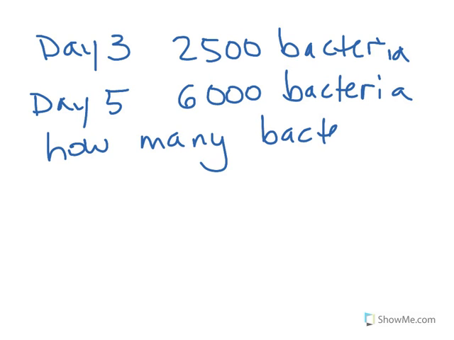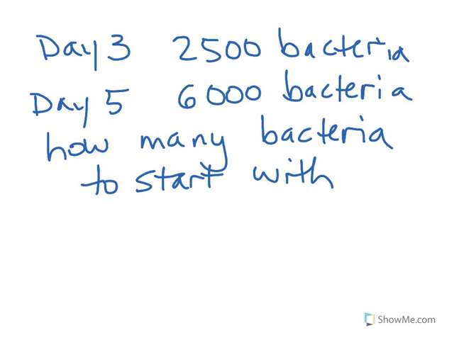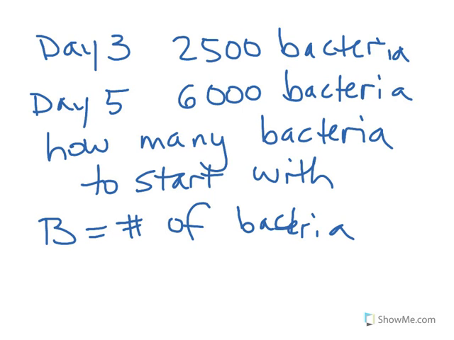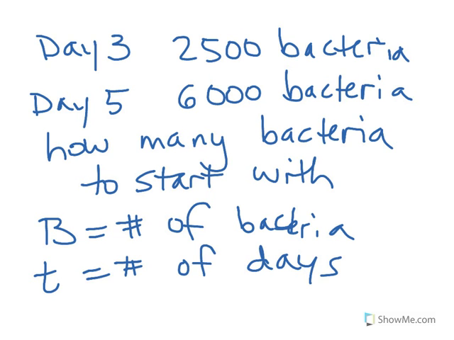And so we're going to use the same basic format. We're going to say that if B is the number of bacteria, and let's say T is the number of days that we are letting those bacteria grow. Let's write a general form first of all, and then we'll go from there. The general solution is going to say this: the number of bacteria is equal to some constant times e to the kt.